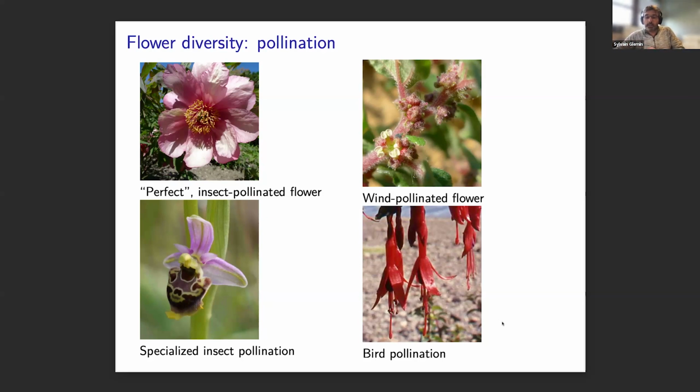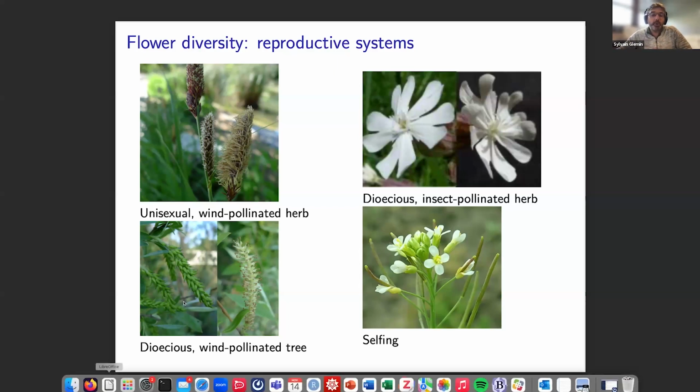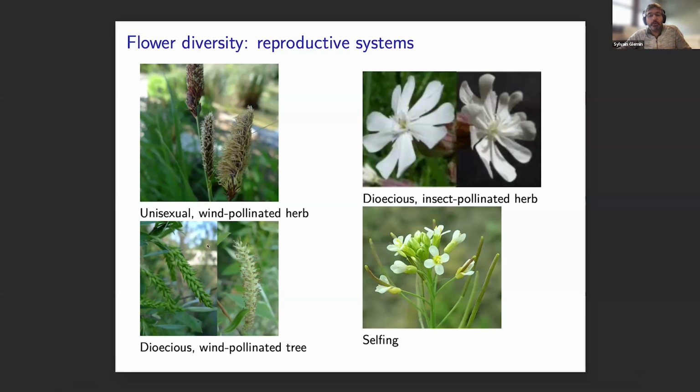But there is another aspect which is linked to reproductive systems. So not only the way pollen is transported, but also how sexes are distributed within individuals, and how the choice of the partner is done during reproduction. So here are some examples. So most plants are hermaphroditic with flowers, what I call perfect flowers with male and female organs. But some other flowers can have separated sexes.